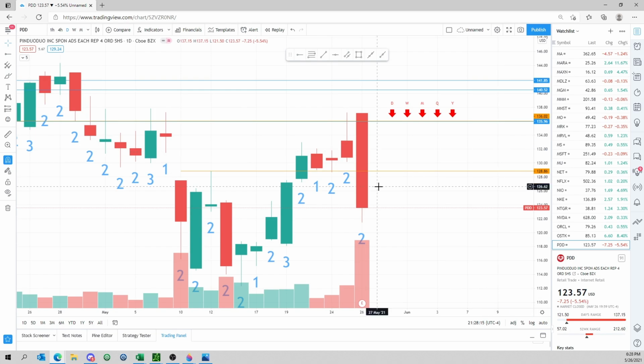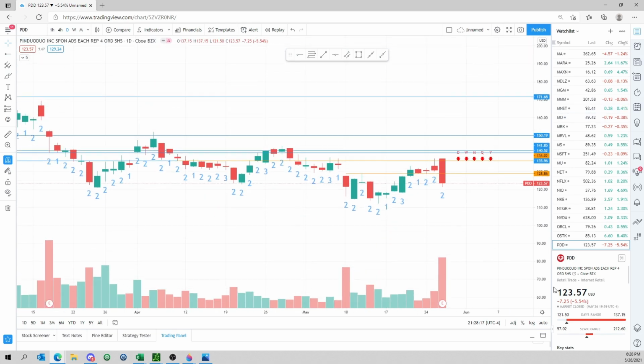Okay, PDD. Red on the year, month, week, and day. I don't worry about the quarter. So we know for a fact that sellers are in control of this stock. There is no other possible way that you can be red on year, month, week, and day unless sellers are in control. There is no disputing that.